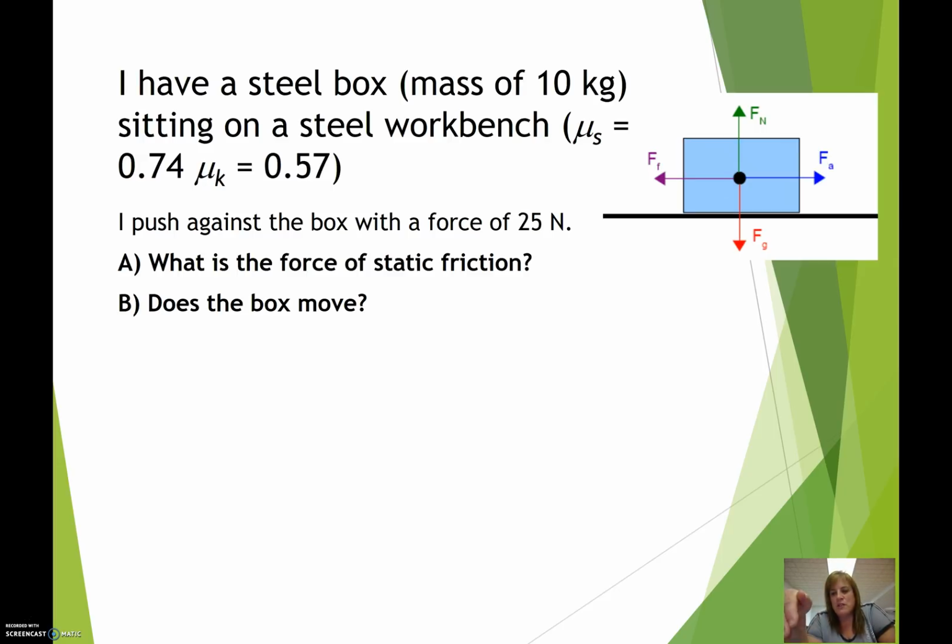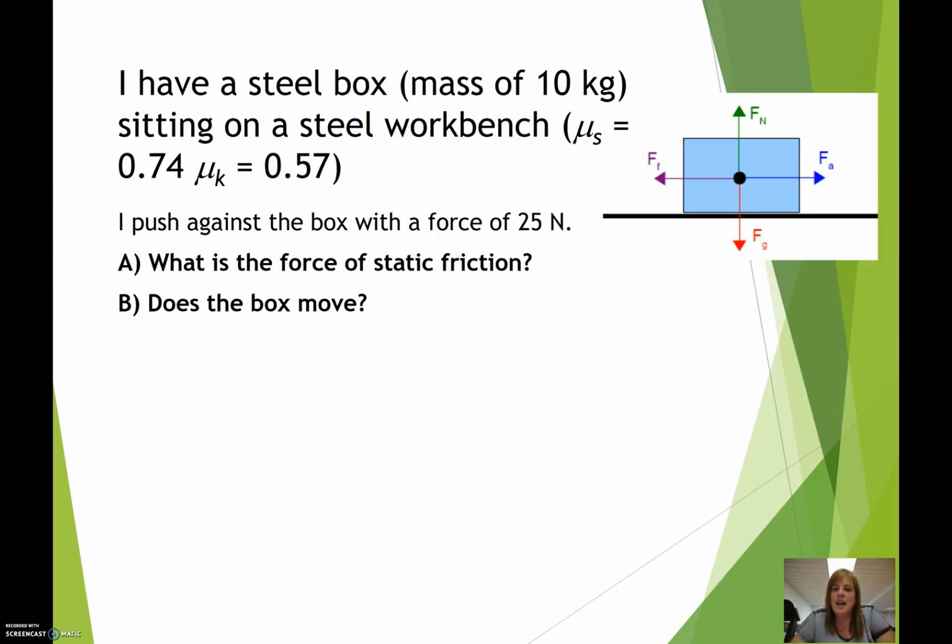Of course we have a force of gravity down and a normal force up. But honestly, I'm not interested in those at this moment. What I'm really interested in is what's going on in the horizontal direction. So I have this applied force, which we draw that way on the free body diagram, and then I have this frictional force that's opposing my pushing force. Now, in order to figure out the force of static friction, I have to figure out, does this box move? Because I need to know, is the sum of the forces 0 or is the sum of the forces mass times acceleration?